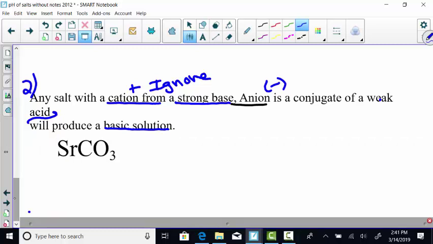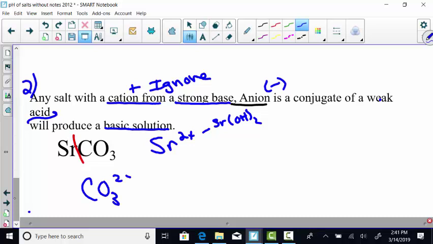So, one more example here. I have strontium carbonate. Okay? Strontium, 2 plus ion. Okay? It's also a conjugate of a strong base, which would be SrOH2. But it's also a 2 plus ion, so it's not going to attract a hydrogen. But then you have the CO3 2 minus.